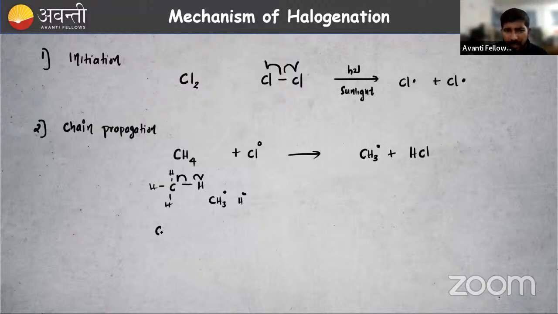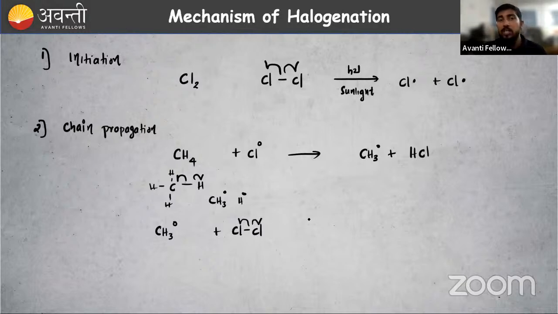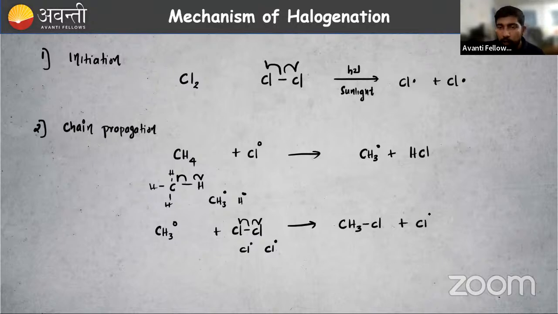Okay. Then this CH3 free radical will approach another chlorine. Then again homolytic cleavage. We can show it using a fish hook arrow. Then what is happening? Cl free radical, Cl free radical. Then CH3 free radical and Cl combine to form CH3Cl plus a chlorine free radical. It will continue. Then it will go to another one. Then again, the reaction will continue.